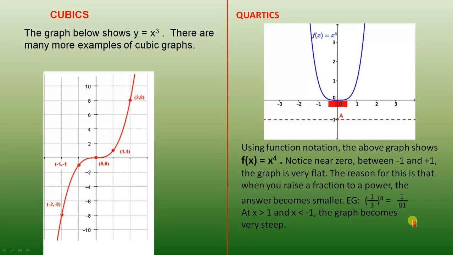For x greater than 1 and x less than minus 1, the graph becomes very steep. So as you come in that direction and that direction there, see how very, very steep the graph becomes? That's because we have x to the power of 4.